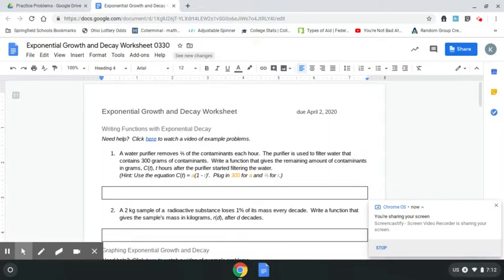Hi, all. I was going through this worksheet, and the first three or four that I was going through and leaving comments on, I found myself leaving the same comment over and over again. So I wanted to just go through these together.